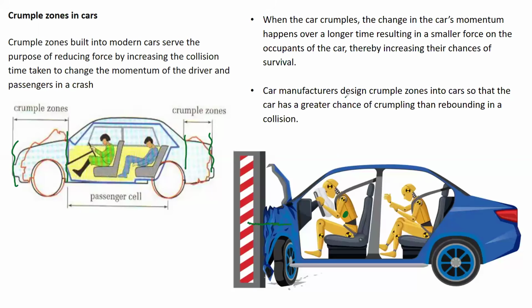That's why car manufacturers design crumple zones so that the car has a greater chance of crumpling than rebounding. You see, if cars rebounded, the impact would be crazy, because the time of contact in a rebound is less, but the force of impact is crazy big. Time is less, force is big.